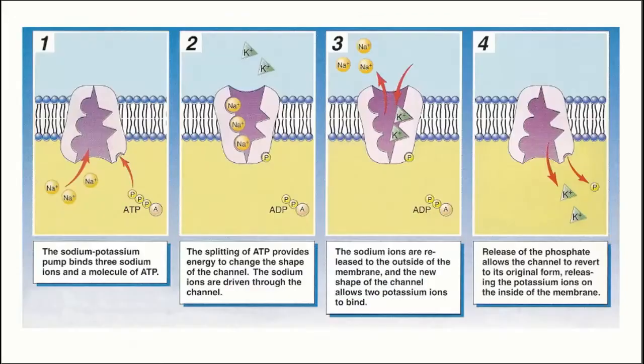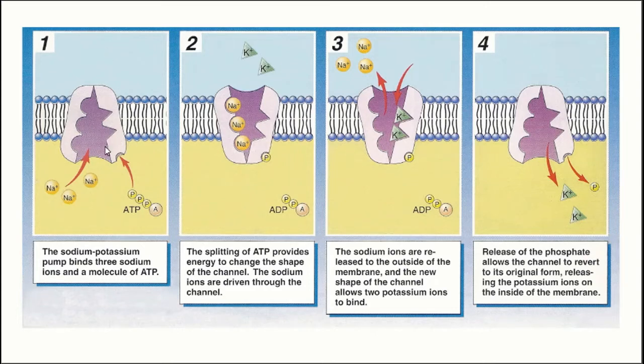So let's take a look at how this works. This is kind of a time lapse, if you will, of the mechanism of the sodium-potassium pump from left to right. We have our sodium-potassium pump, and we have our plasma membrane here. This yellow region down here represents intracellular, so this is inside of our cell. The blue environment up above it represents the exterior, or extracellular environment.